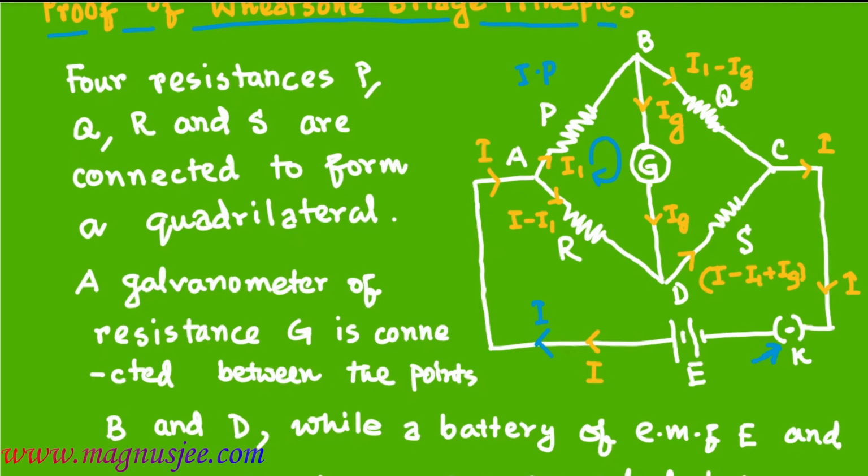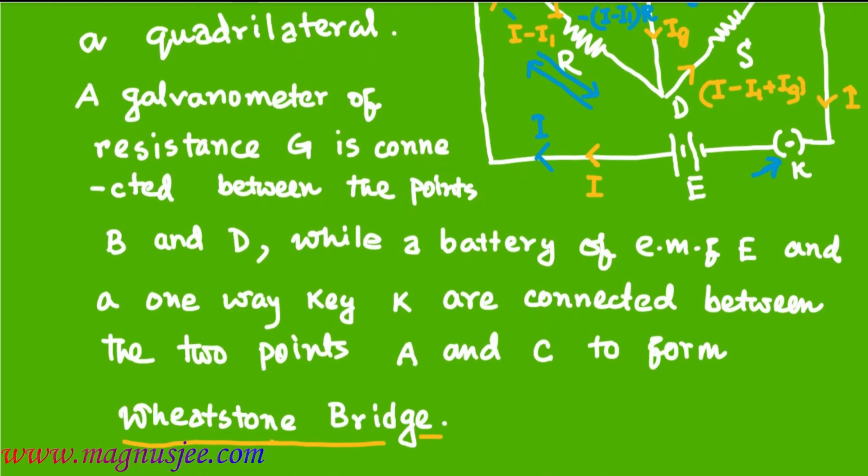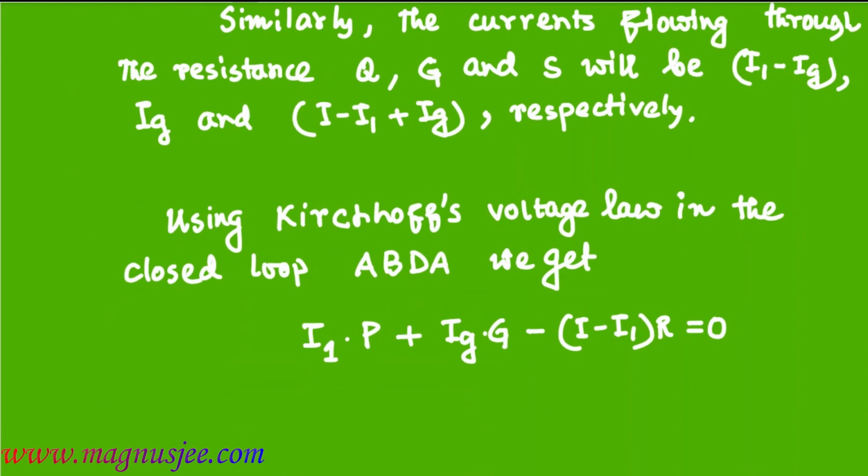If we travel in the direction ABDA, first the potential drop will be I1 into P, then the potential difference will be Ig into G, and the potential difference across the resistance R will be minus I minus I1 into R, because we are traveling from D to A, but the current I minus I1 is flowing in the opposite direction, from A to D. That's why this potential difference, I minus I1 into R, will be negative.